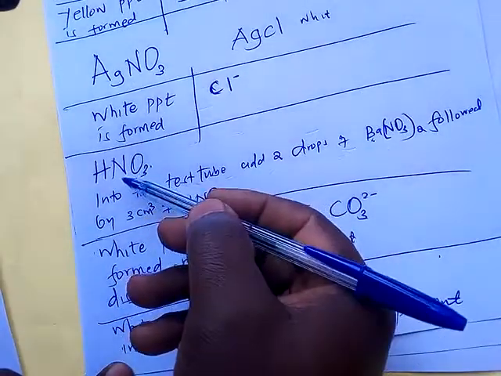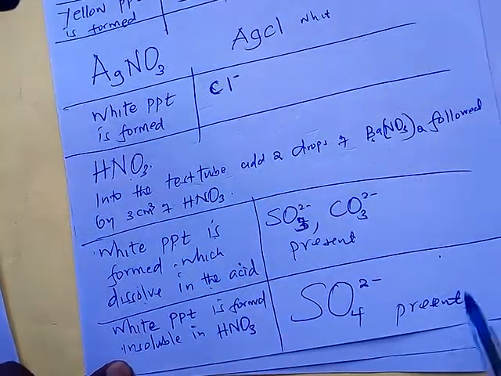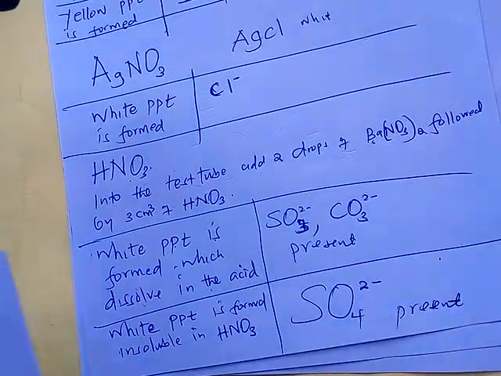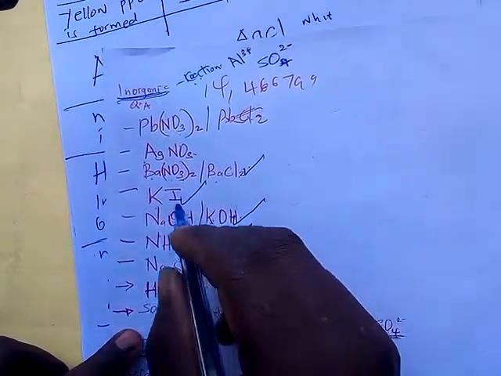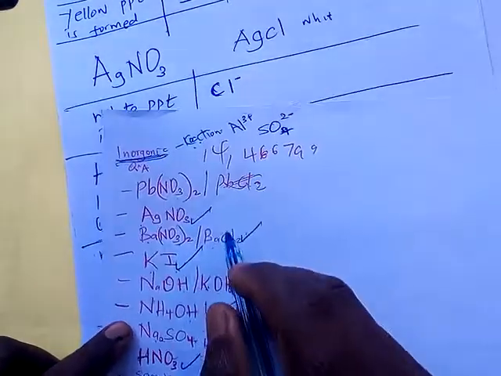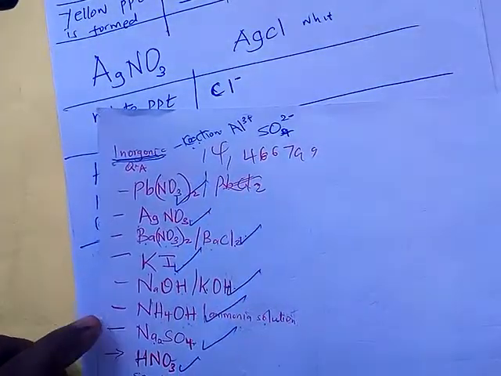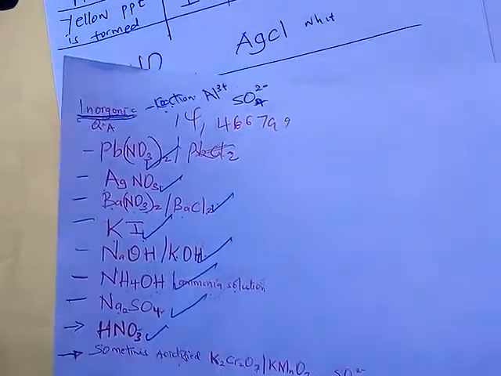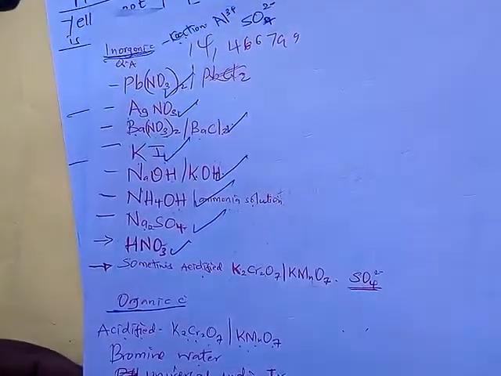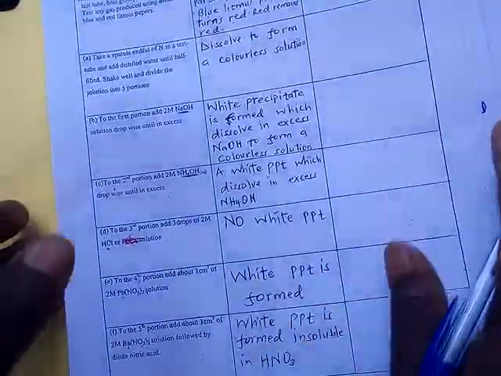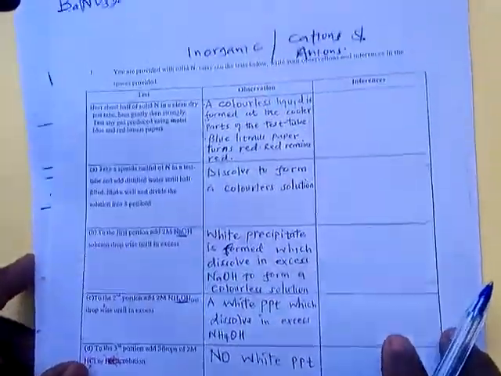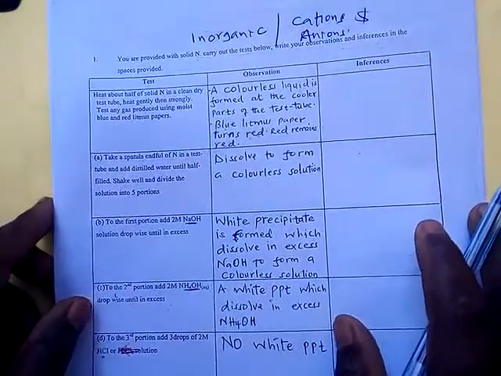So that's how we use nitric acid. So far we have dealt with silver nitrate and lead nitrate. We have finished. So please allow me now to go to a real example, and then we can see how we are supposed to handle it. Let us look at this question. There's a question here.